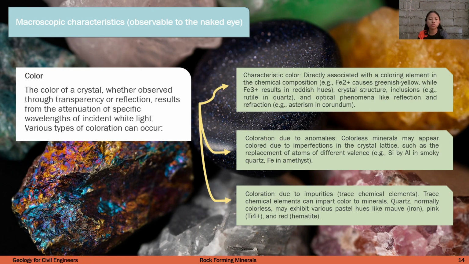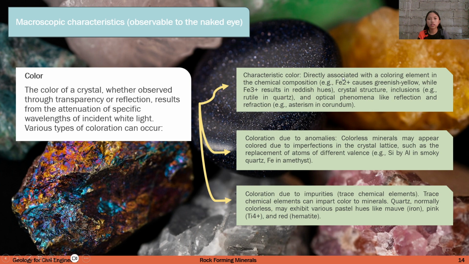Next is color. So, color is another important clue. Nangyayari ito kapag ang specific colors of light are soaked up or reflected by the mineral. So, ang ibang minerals, may colors, they are because they link to what they are made of. So, kung sa ano sila gawa. May three types of coloration.